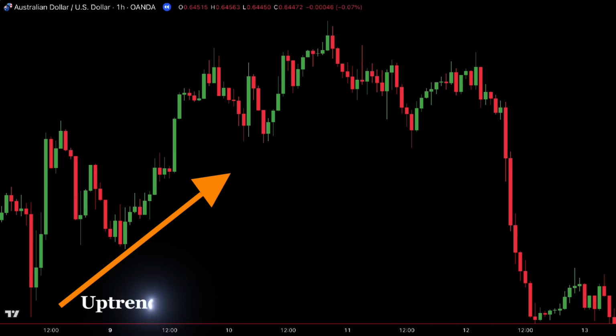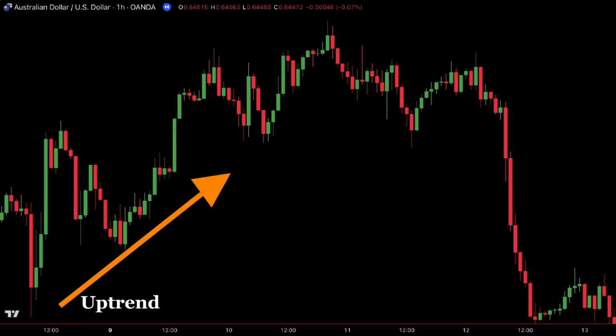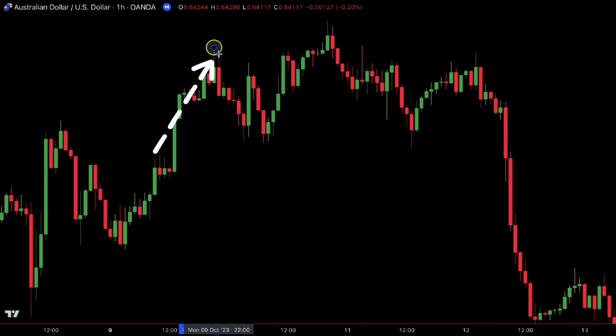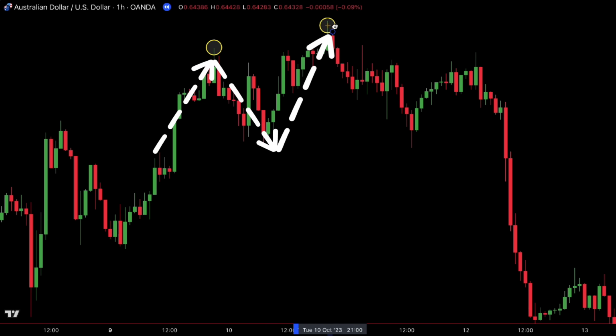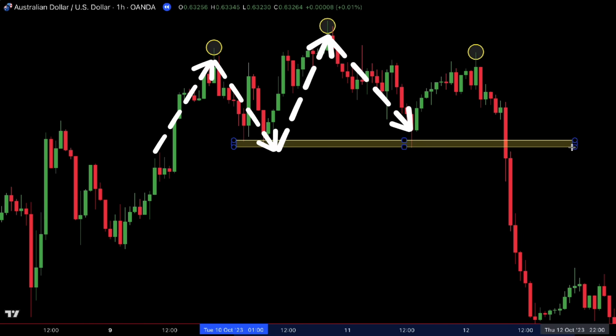The market is in a steady uptrend, making higher highs and higher lows. Buyers are in control, and every pullback is being bought up. Price moves up, forms a high, then retraces, finding support. The market pushes higher, forming a new higher high. But here's the problem. This breakout lacks strong momentum. Selling pressure kicks in aggressively, causing a deeper retracement.